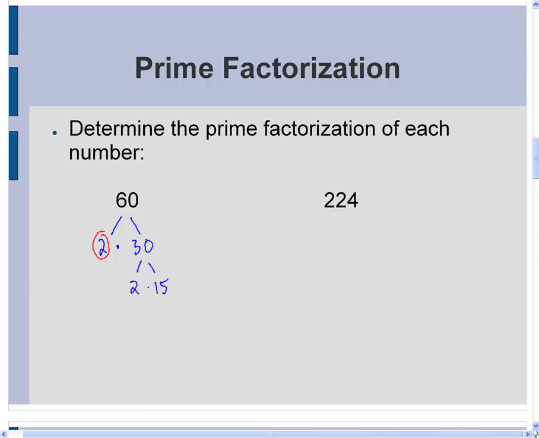Again, 2 is prime. Is 15 prime? Well, no, it's not. It can be broken down as 3 times 5. Is 3 prime? Yes. Is 5 prime? Yes. So what we've just shown is that 60 can be written as a product of prime numbers as 2 times 2 times 3 times 5, and that is the prime factorization of 60. Now would be a good time to pause and try to find the prime factorization of 224 by yourself.